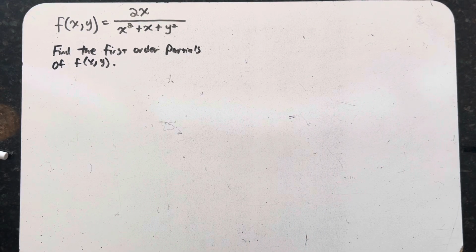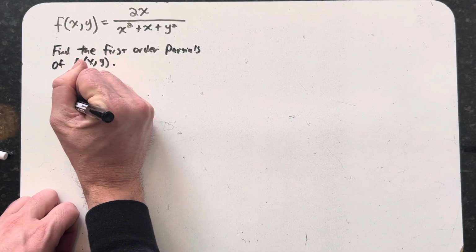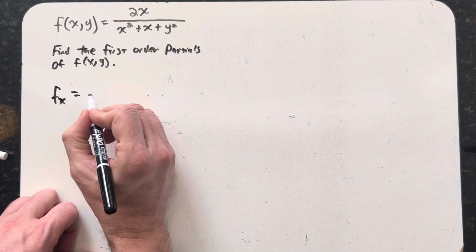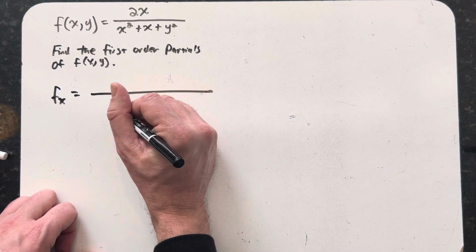Still thinking about the function from our last two videos. Now we're just asked to find the first order partials of this function. And so, well, let's see what happens. Let's first find the partial with respect to x. Well, I'm gonna have to use the quotient rule.